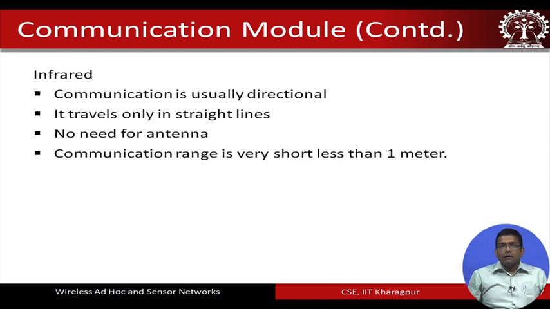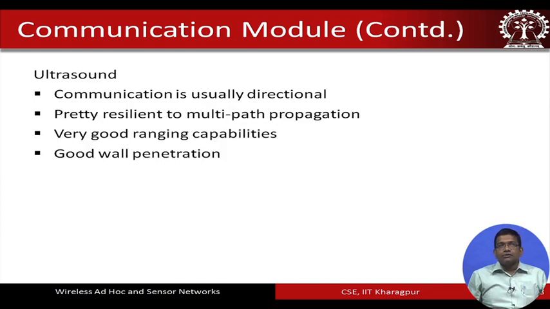Infrared is also very popular. It is a communication that is directional in nature, which means that it travels in straight lines. There is no need for an antenna, and the communication range is very short. Very short means less than a meter or so.